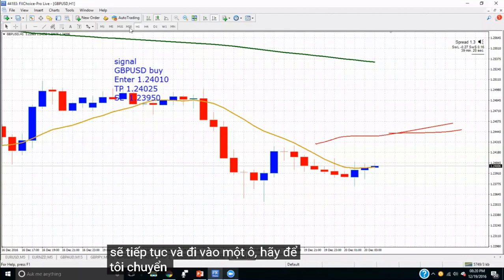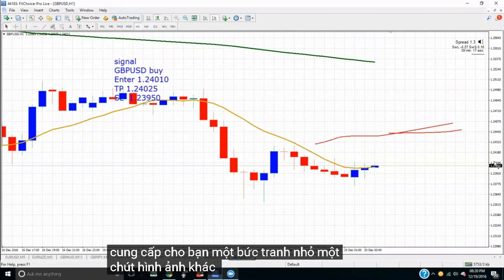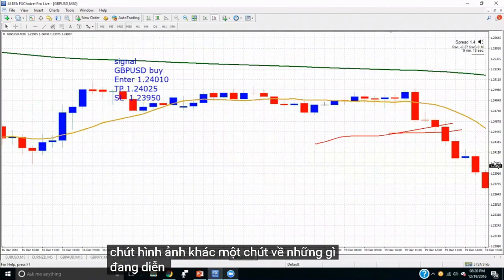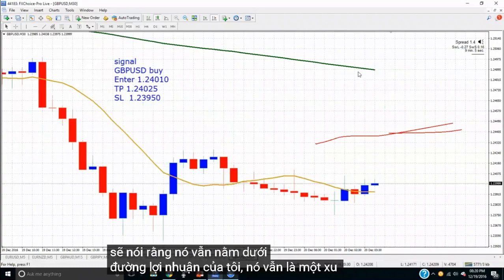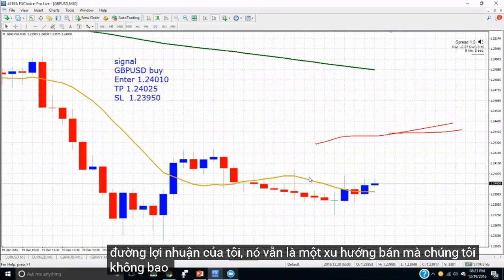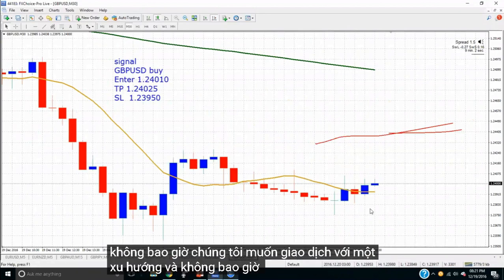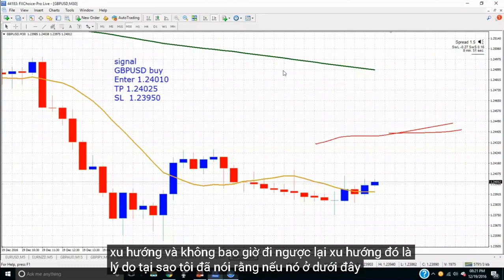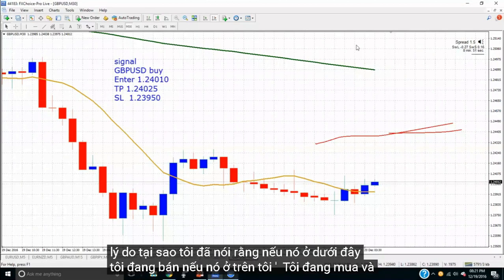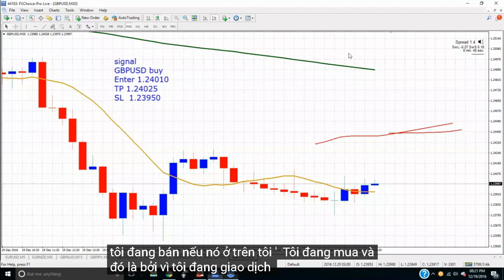Let me just move on over. Each time frame will give you just a little bit different picture of what's been going on. This is the 30-minute. I would say that it's still below my profit line. It's still a sell trend. We always want to trade with the trend and never against the trend. That's why I was saying that if it's below here, I'm selling. If it's above, I'm buying. And that's because I'm trading with the trend.